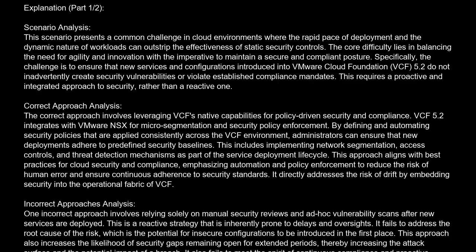Incorrect approaches analysis. One incorrect approach involves relying solely on manual security reviews and ad hoc vulnerability scans after new services are deployed. This is a reactive strategy that is inherently prone to delays and oversights. It fails to address the root cause of the risk, which is the potential for insecure configurations to be introduced in the first place. This approach also increases the likelihood of security gaps remaining open for extended periods, thereby increasing the attack surface and the potential impact of a breach. It also fails to meet the spirit of continuous compliance and proactive security expected in modern cloud operations.